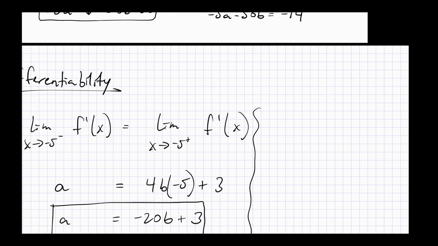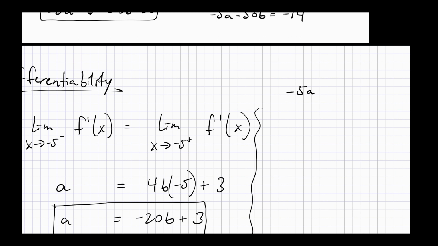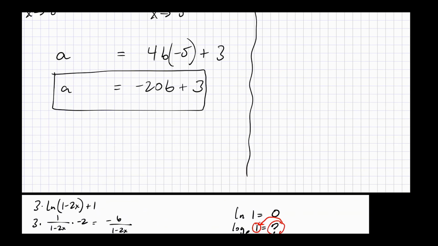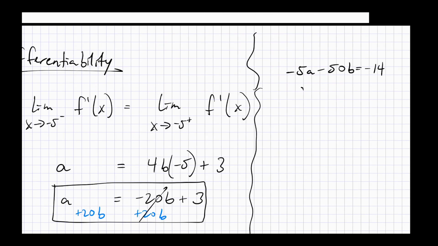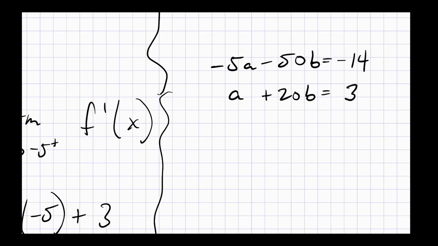So that's going to be my first one, so I'm going to put that right here. And then over here, all I've got to do is add 20b to both sides, because a is already over there. So you get a plus 20b equals 3. I'm going to focus my attention over here because this is where I'm going to get a and b.